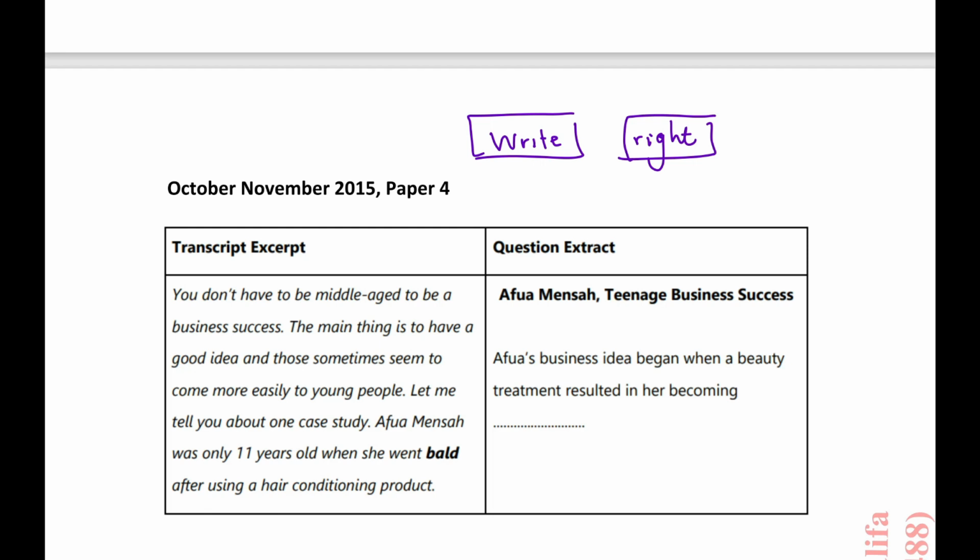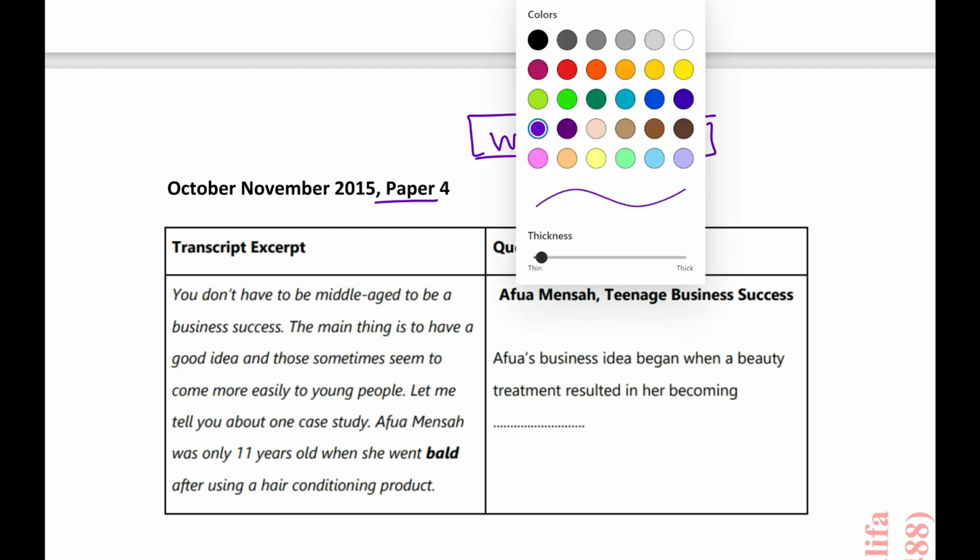Let me tell you that this technique, homophones, is quite prevalent in all IGCSE ESL listening exams. Come let's see this example, October, November 2015, paper 4. And let us see the script here, okay?